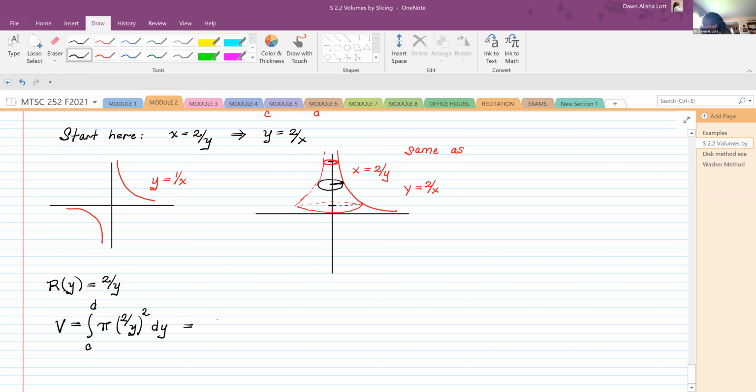So I'm going to pull out the 4 pi, and get the integral from, help me, c is 1 and d is 4. And I'm left with y to the minus 2 dy. And that turns out to be 3 pi.